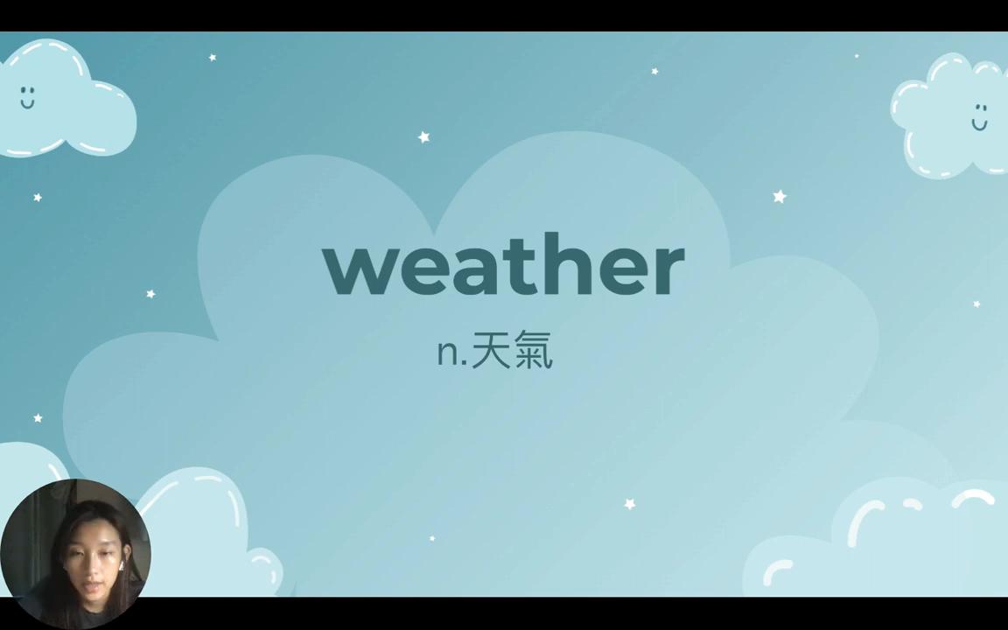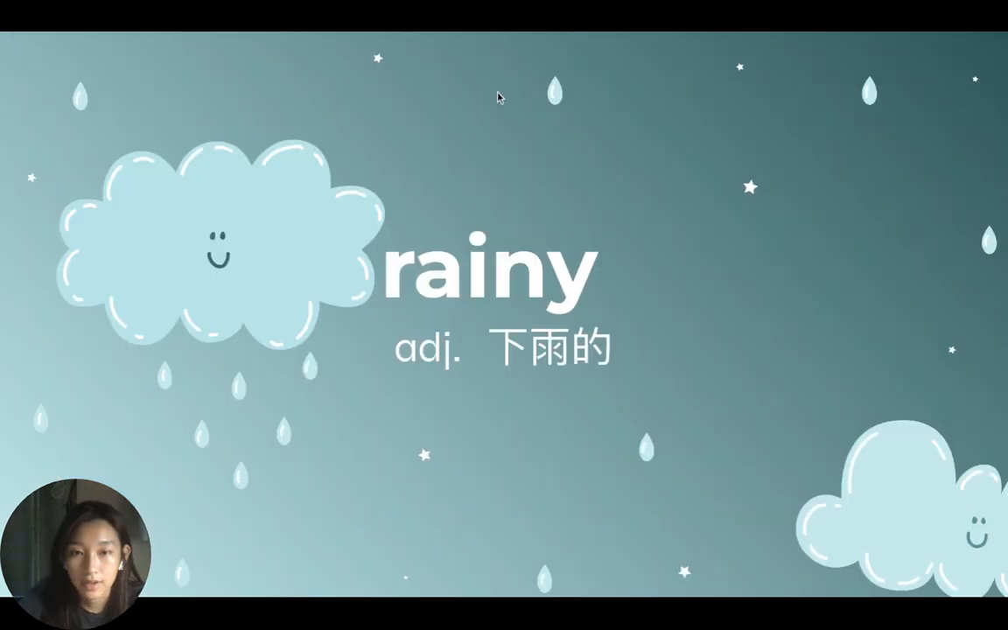Okay, next, in the background you can see there are two clouds with many raindrops. So we can describe the weather as raining. Raining. In Chinese it is 下雨的, 下雨的.